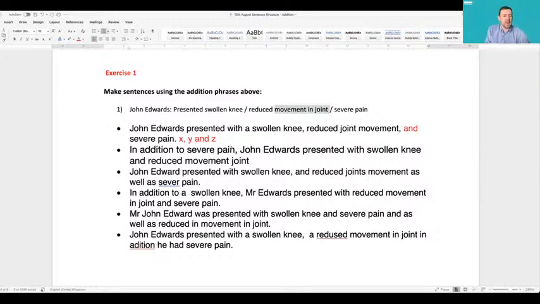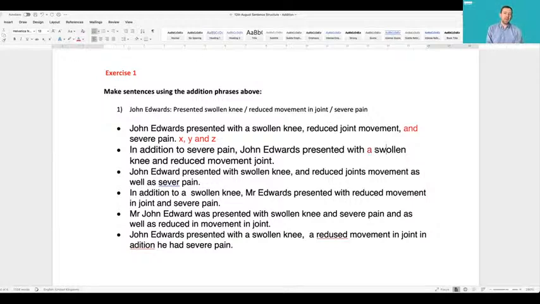In addition to severe pain, so this person is suggesting that we already knew about it. Now, I think that this would be really good in your introduction. You write something about this person's got severe pain. Then in the timeline, you can refer back to the severe pain and then talk about other things as well. So, in addition to severe pain, John Edwards presented with a swollen knee.